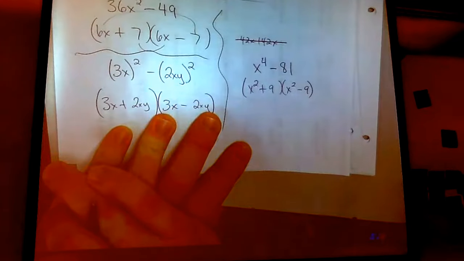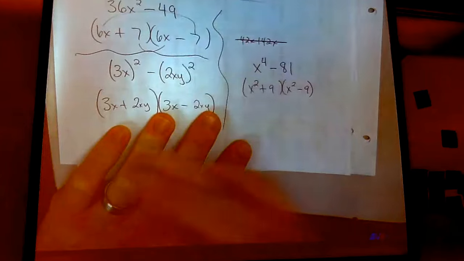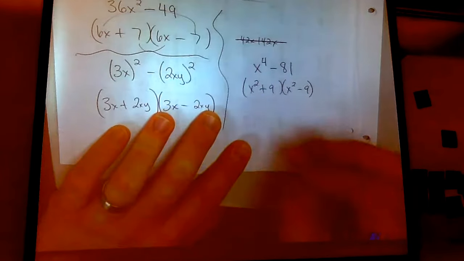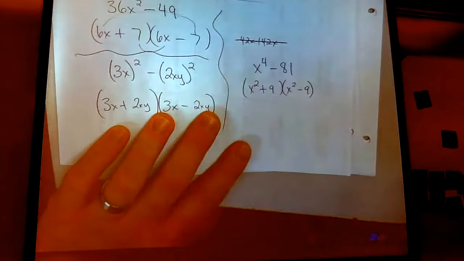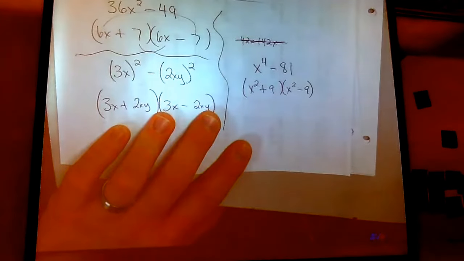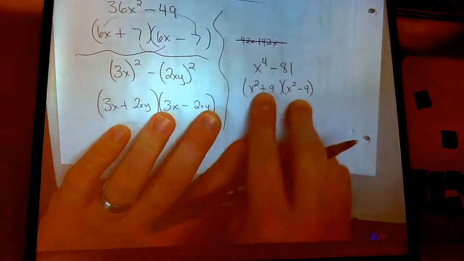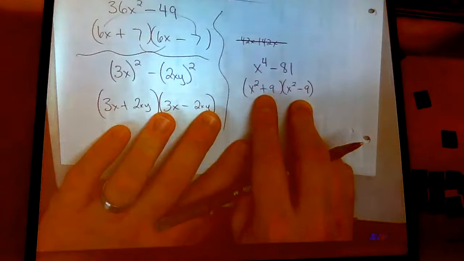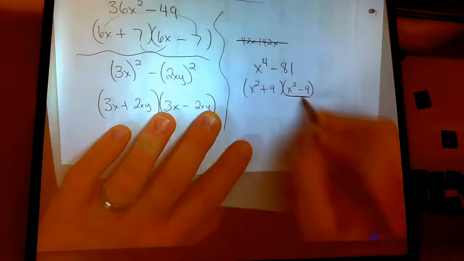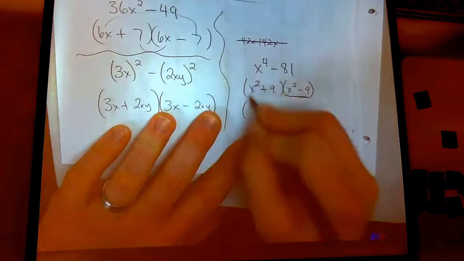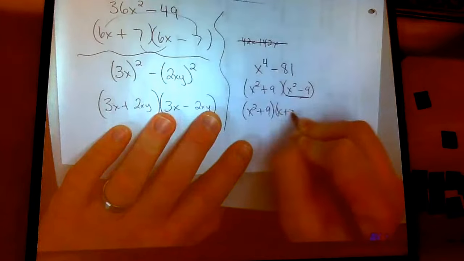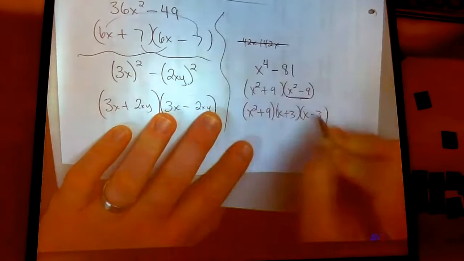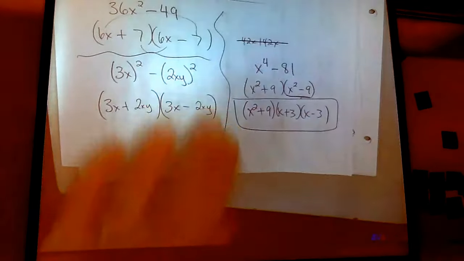Anyone go further? You haven't had one yet that's factorable more than once, so I respect your answer. That's good. If you factor something and then you see one of your factors is still factorable, you keep going. Do you see one that's still factorable here? This one, x squared minus 9, is still factorable. This one is not. I should have explained why, but I haven't. That one is x plus 3, x minus 3.